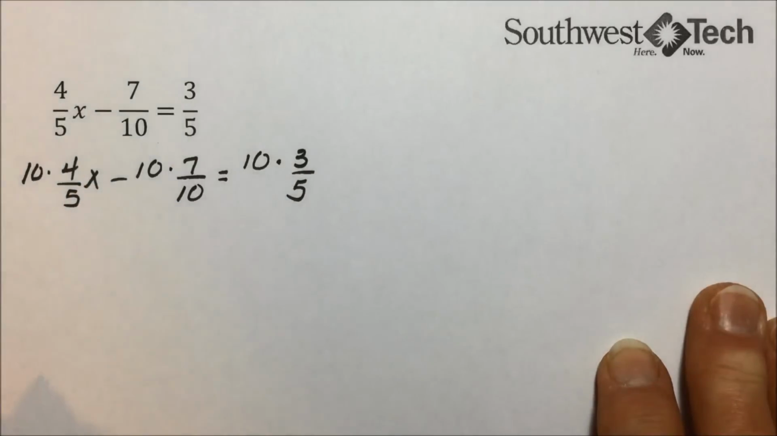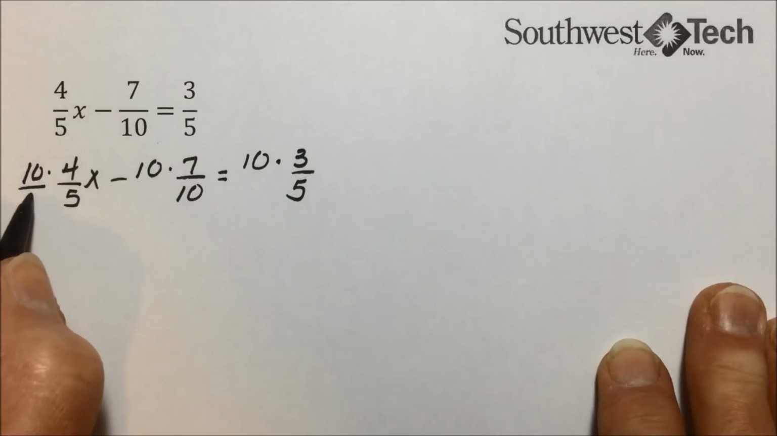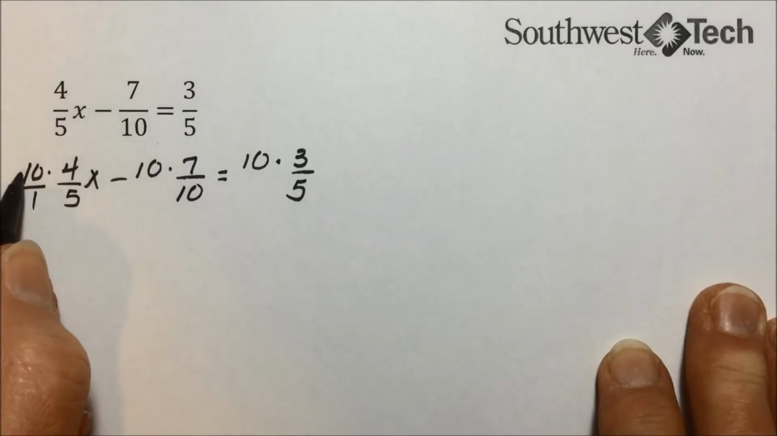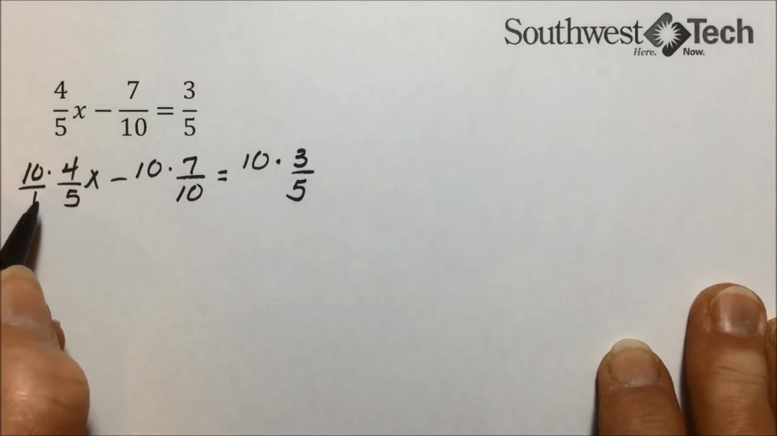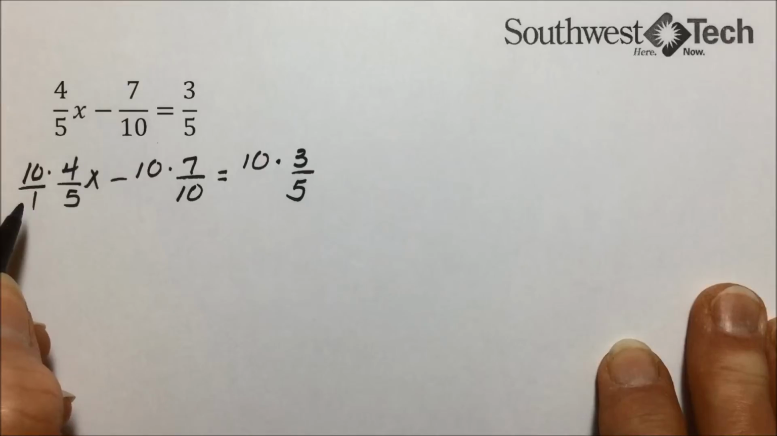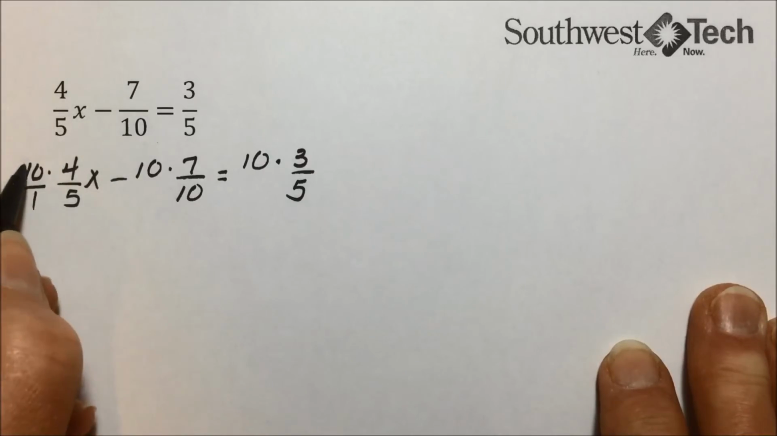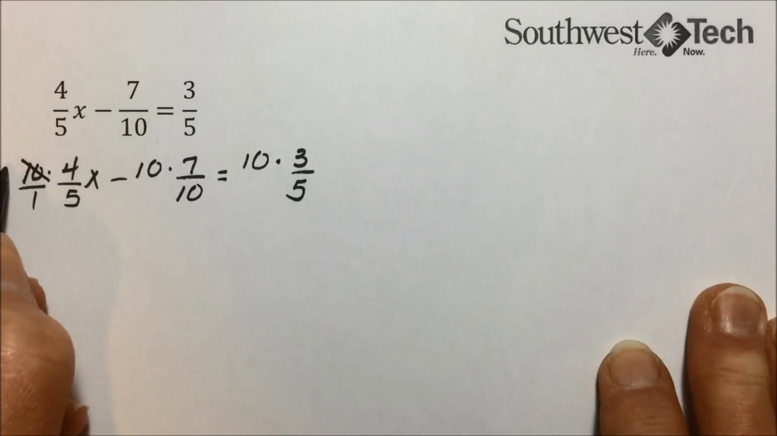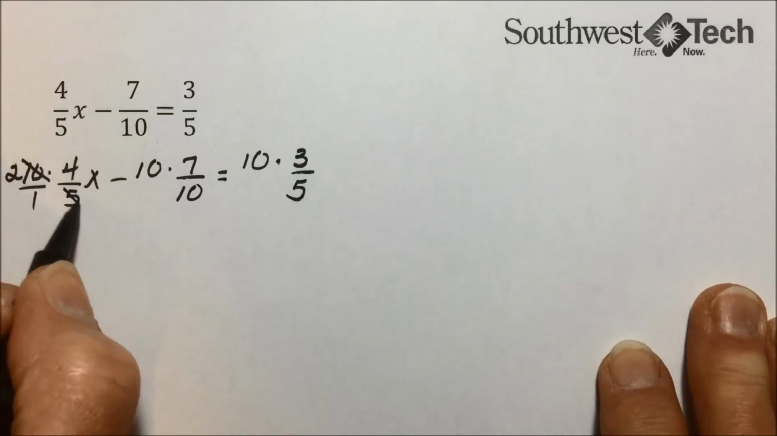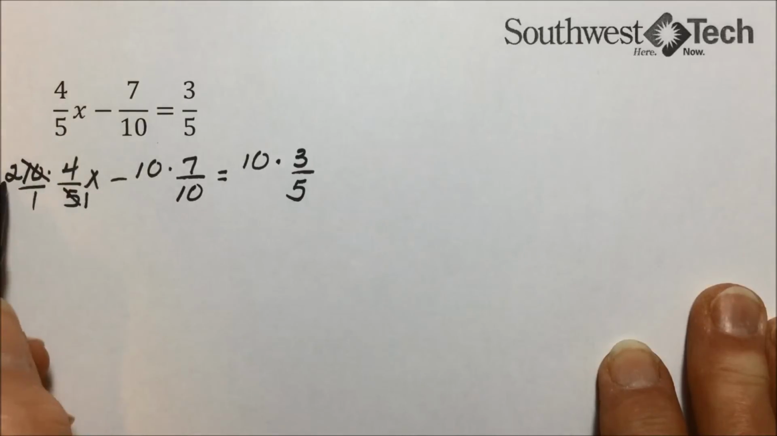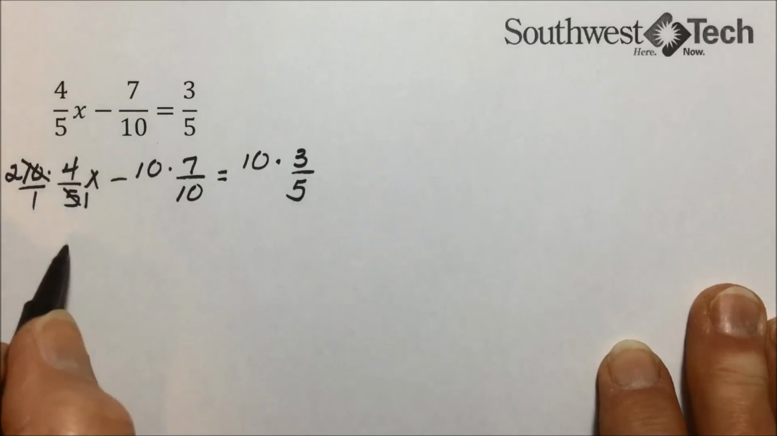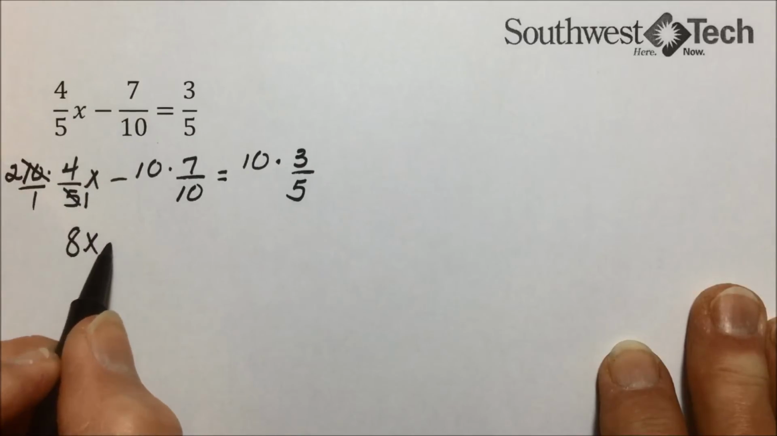So every term got multiplied by 10. 10 has a denominator of 1. So we have fraction multiplication. If we have something common in the numerator and the denominator, they can cancel out. And we have a common factor of 5. 10 divided by 5 is 2. 5 divided by 5 is 1, leaving a 2 times 4 times x, or an 8x.